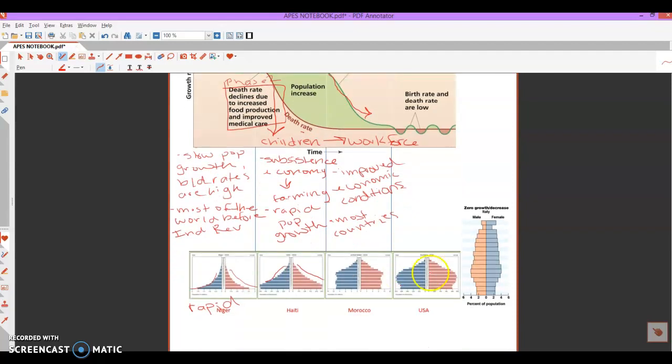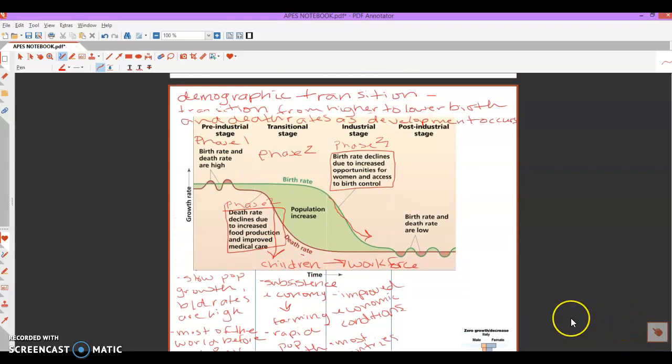So an example is Morocco. Morocco's not a country we hear about very often, but look at how the population pyramid has shifted here. Okay. It is still somewhat broad at the base, but you can see we're starting to have more of an equal distribution. So our population is slowing down. Or our population growth is slowing down. Sorry, guys. Slowing down. Okay.